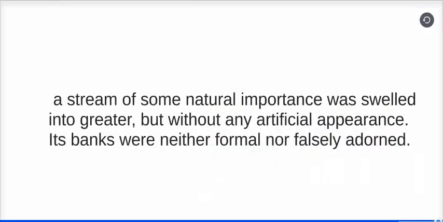So when Elizabeth goes to visit Pemberley, she is aware of the fact that it is beautiful but very natural and unadorned. And there's this quotation: "A stream of some natural importance was swelled into greater, but without any artificial appearance. Its banks were neither formal nor falsely adorned." And I think that's a really important quotation when it comes to setting in Pride and Prejudice, because this example of setting is also an example of symbolism.